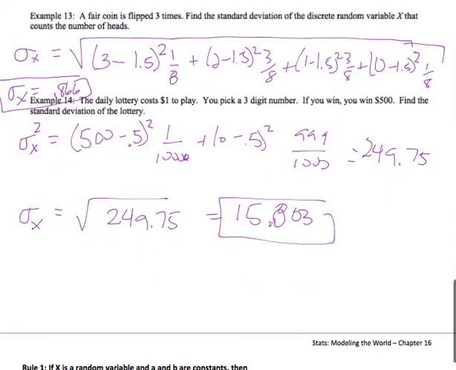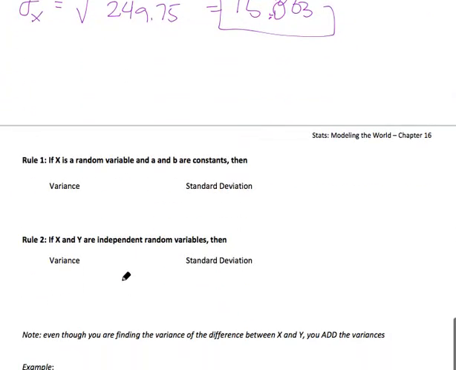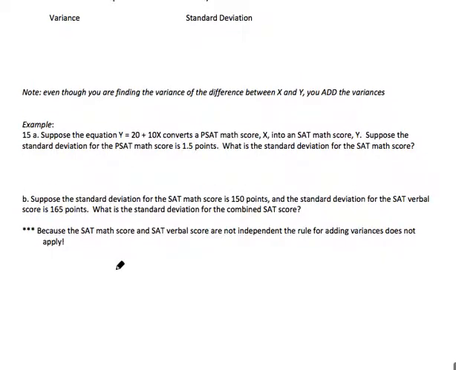Okay, last few examples. Make sure you read this note. For the difference between x and y, we're still adding the variances. That doesn't matter. Suppose this equation, y equals 20 plus 10x, converts a PSAT math score x into an SAT math score y. Suppose the standard deviation for PSAT is 1.5. What is the standard deviation for SAT math scores?